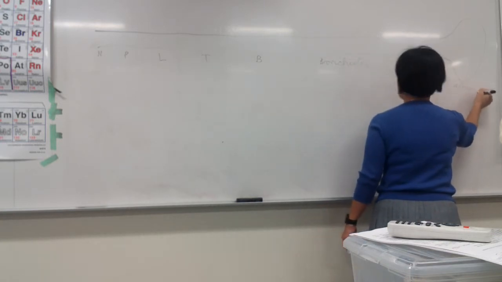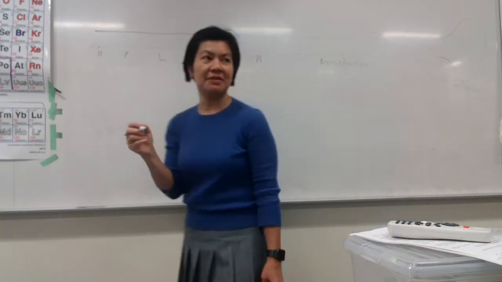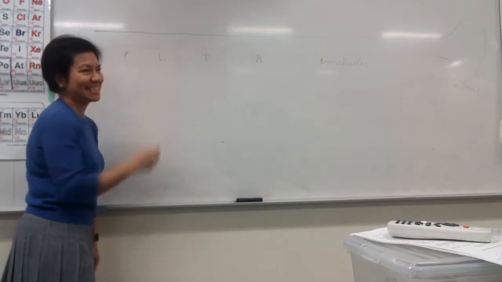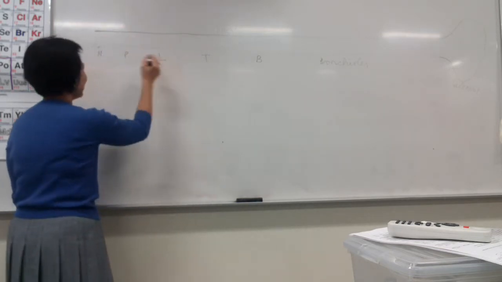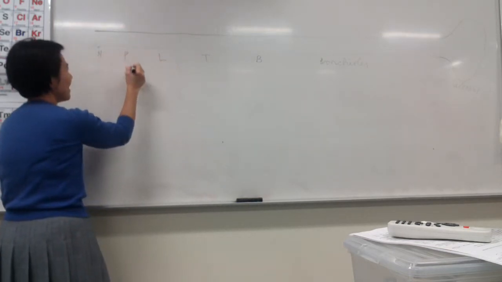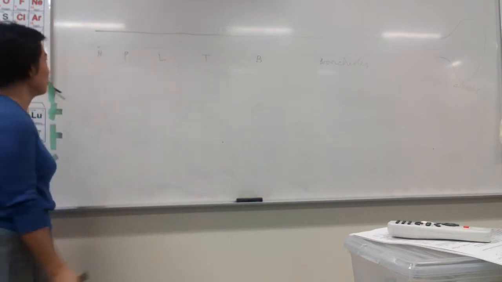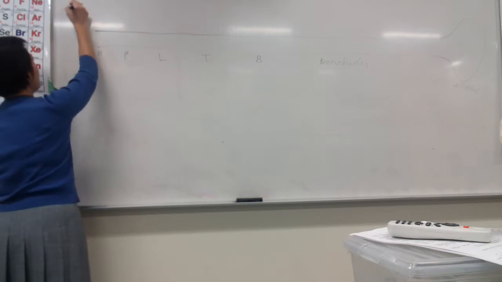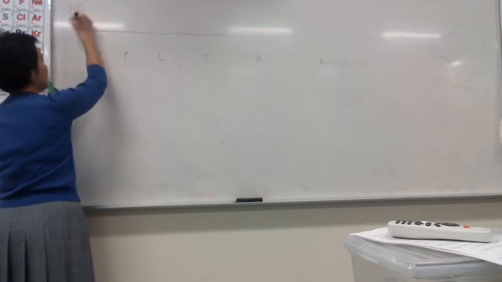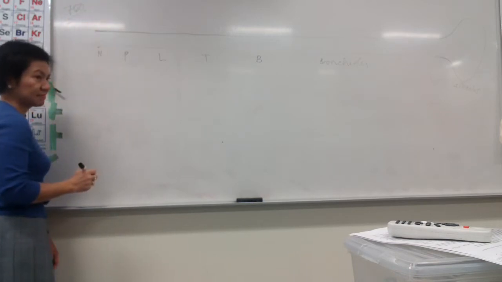What is the L for? L for lung, for larynx. Oh, larynx. This is your larynx, this is your nose, pharynx, larynx, trachea, bronchus, and then your bronchioles, okay? So your pressure here first is 760, right?